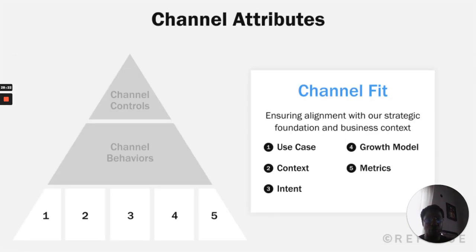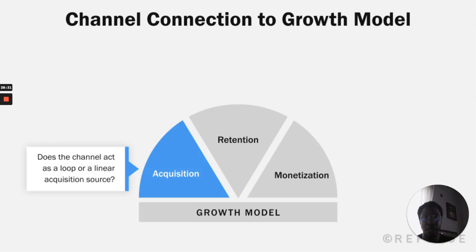And then we have the growth model, which we have looked at. What exactly are you even trying to achieve with this channel? Are you trying to achieve acquisition? Are you trying to achieve retention? Are you trying to achieve monetization? You've got to know what you are actually trying to achieve. Because a channel doesn't always mean acquisition. A channel can be used for any of these three things, right?